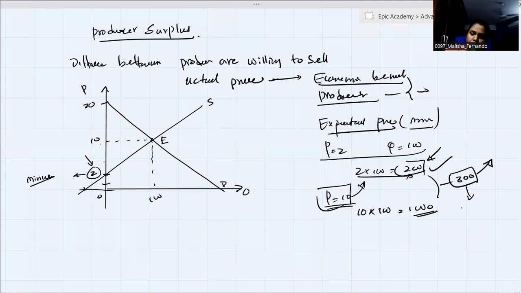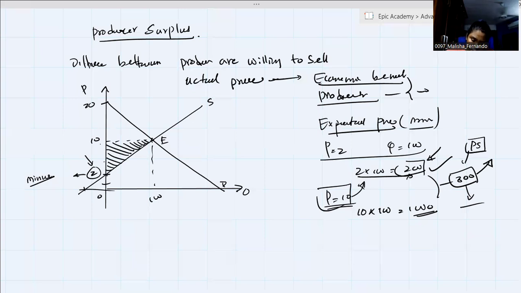This is the economic benefit. So this is the PS. PS means producer surplus. So then producer surplus, this is the area. You can identify the producer surplus.